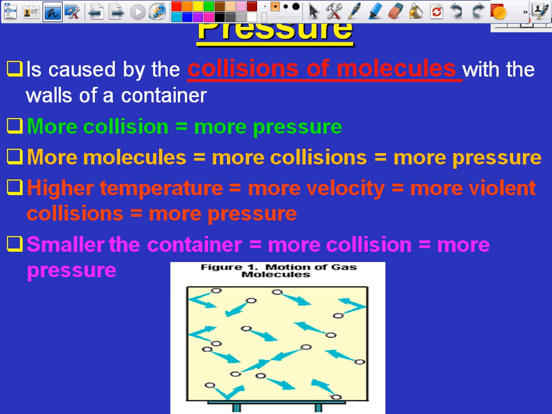All right, so let's talk a little bit more about pressure. Pressure is caused by collisions of molecules. Guys, this is probably one of the most important slides in this packet of notes to understand basic concepts. So I would put a big circle around this slide. It is caused by the collisions of molecules. And this is kind of how I want to teach the concept.